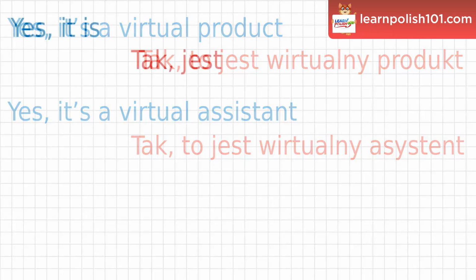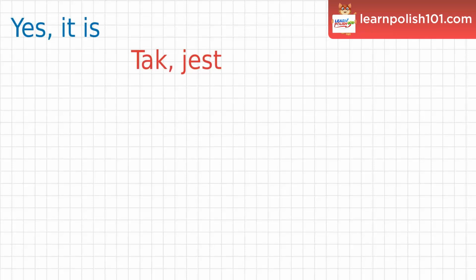So we've got tak and we've got jest, and with those two we can make some very useful and commonly used phrases. So the first one is when you're saying to someone, yes, it is. In Polish you would just say that as yes, is. So you've got that tak, jest.